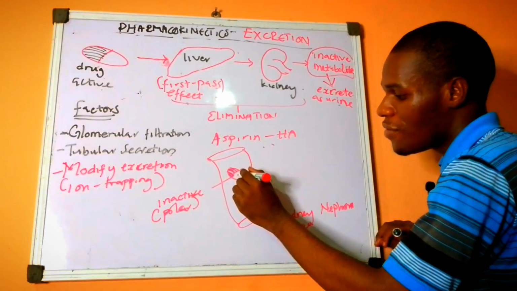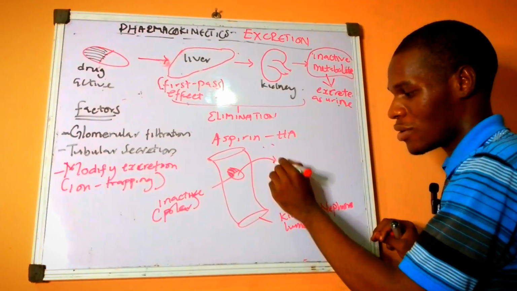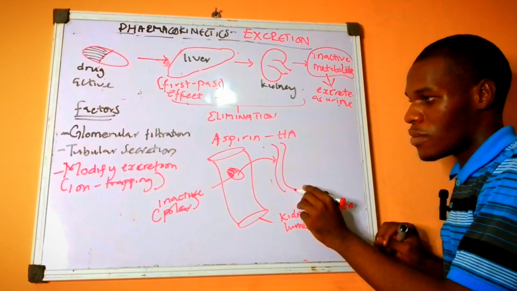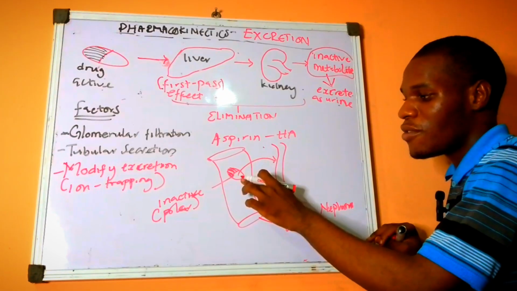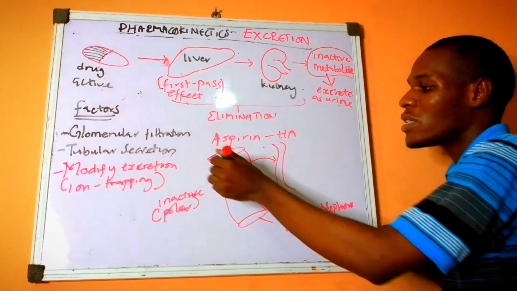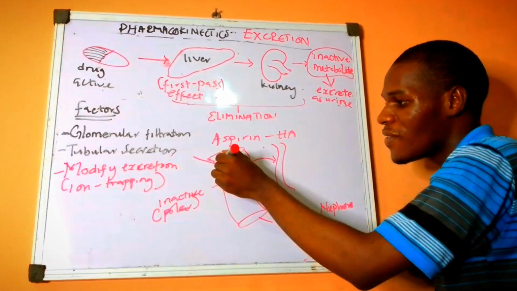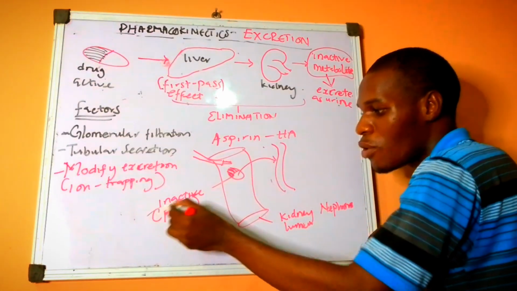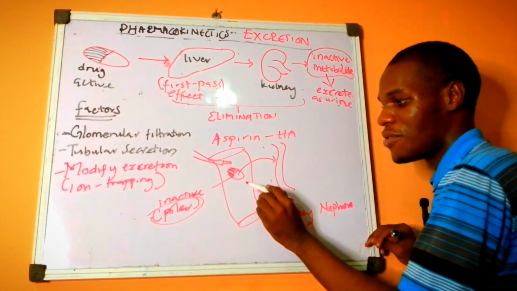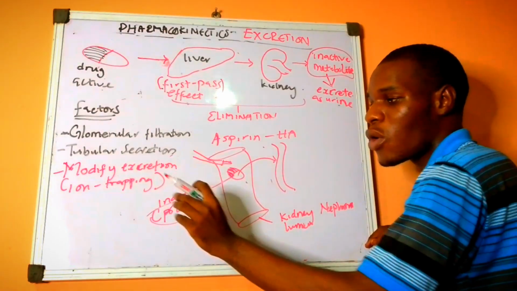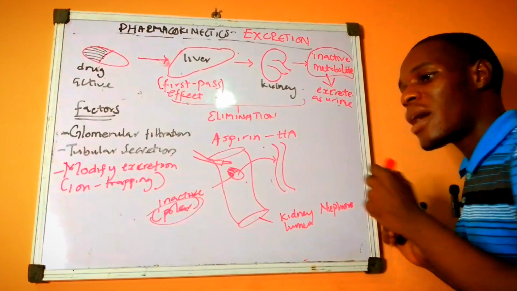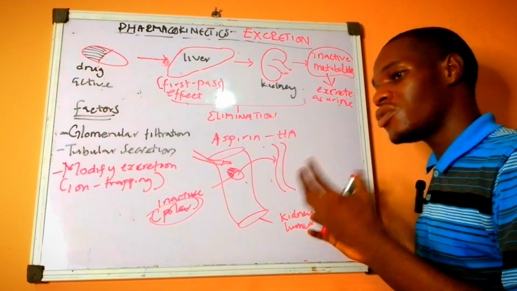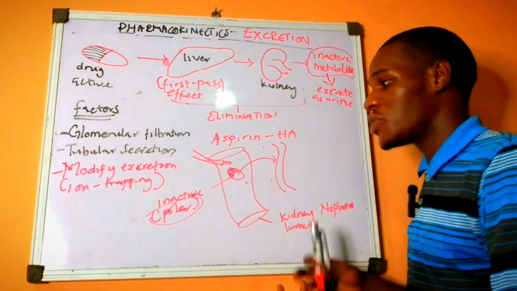In order for this aspirin not to cross back to the blood vessel, because this aspirin ought to be excreted, I would have to give something that can trap this polar form of aspirin. That's what we call ion trapping. Trapping the ion so that it can be easily excreted. Ion trapping is a way of manipulating or modifying excretion.